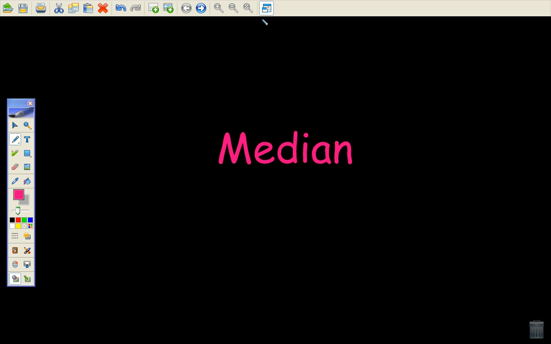Going to be talking about median. Median can be an easy concept, but can also get kind of tricky when we have an even set of numbers in our data set. So we're going to look at both situations. When you're looking for median, you are looking for the middle number in a data set.